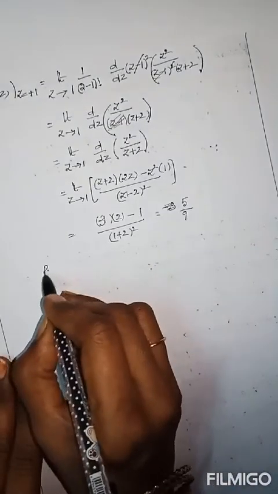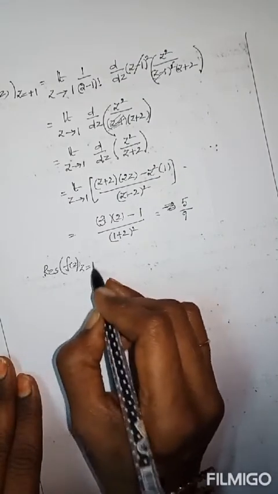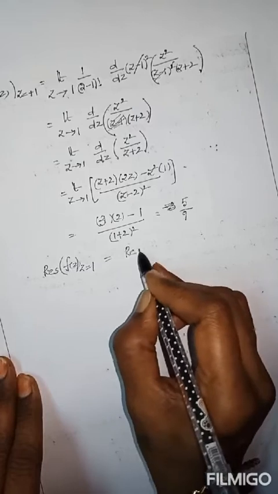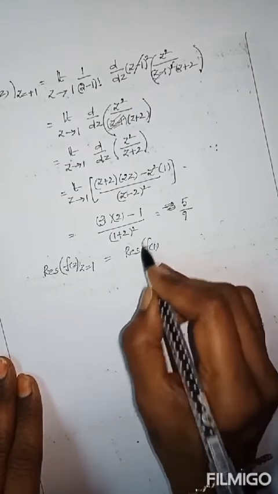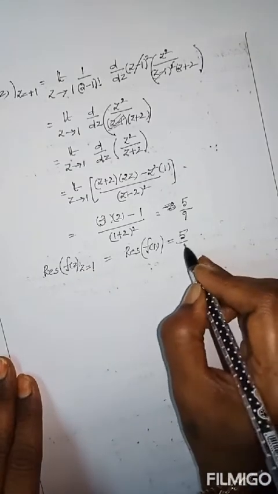So the residue of f of z at z equal to 1, also written as residue of f of 1. In place of z I have written 1. Its value is 5 by 9.